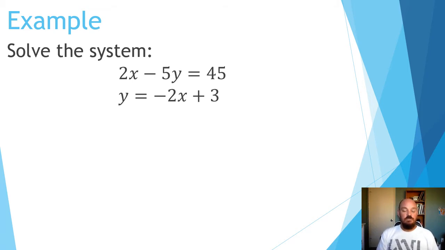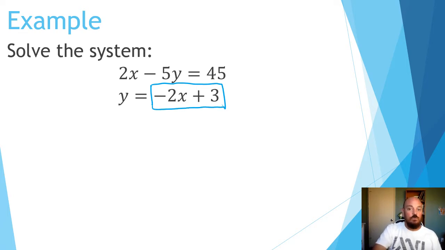Here we have a system of equations, kind of like the ones we saw in 7.1, but we are not going to solve it by graphing it. What I'm going to do instead is solve it by substitution. So I look at my two equations and I notice the second one is in y equals form, which means it tells me what y equals. So y equals this thing right here. Y equals negative 2x plus 3.